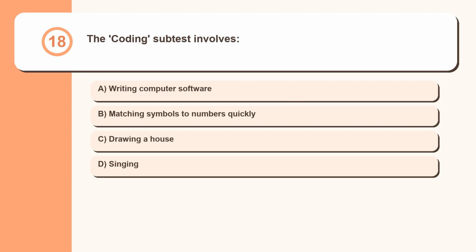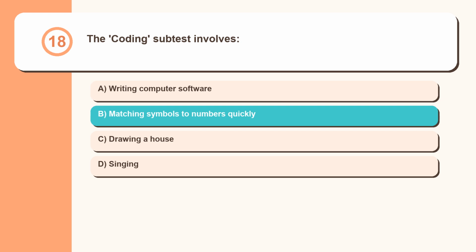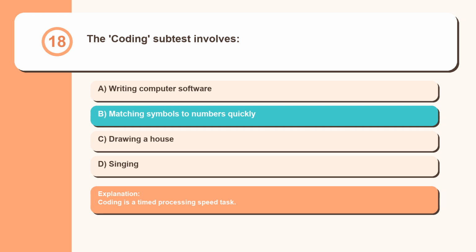Question 18. The coding subtest involves writing computer software, matching symbols to numbers quickly, drawing a house, singing. Coding is a timed processing speed task.